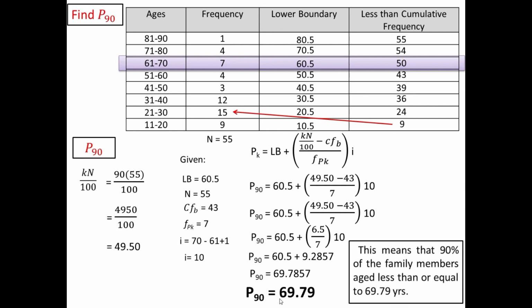Interpretation. This means that 90% of the family members aged less than or equal to 69.79 years. I hope clear sa inyo yung examples ng pagka-calculate ng measures of position for group data.